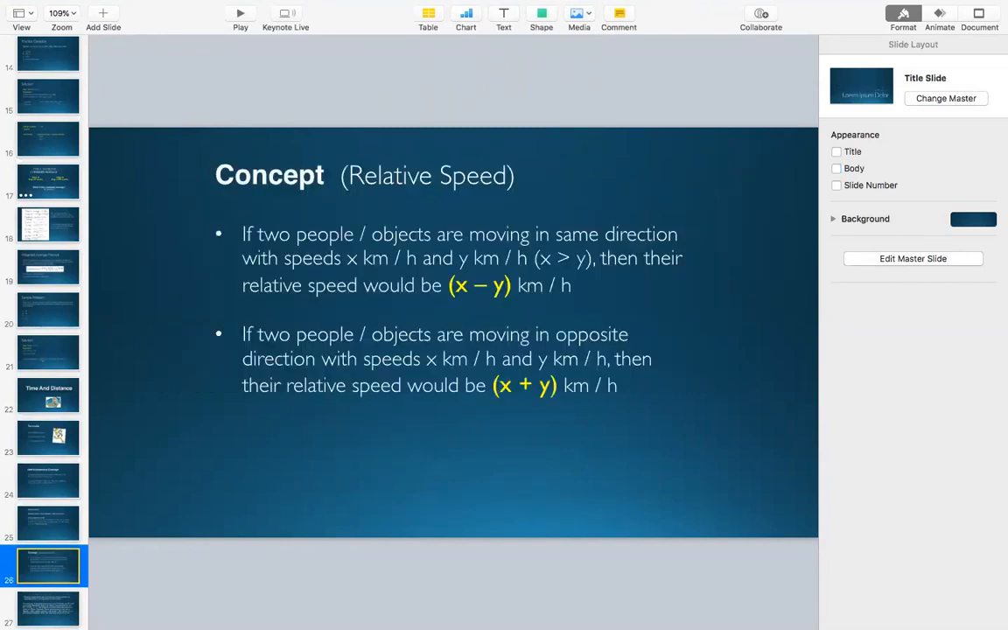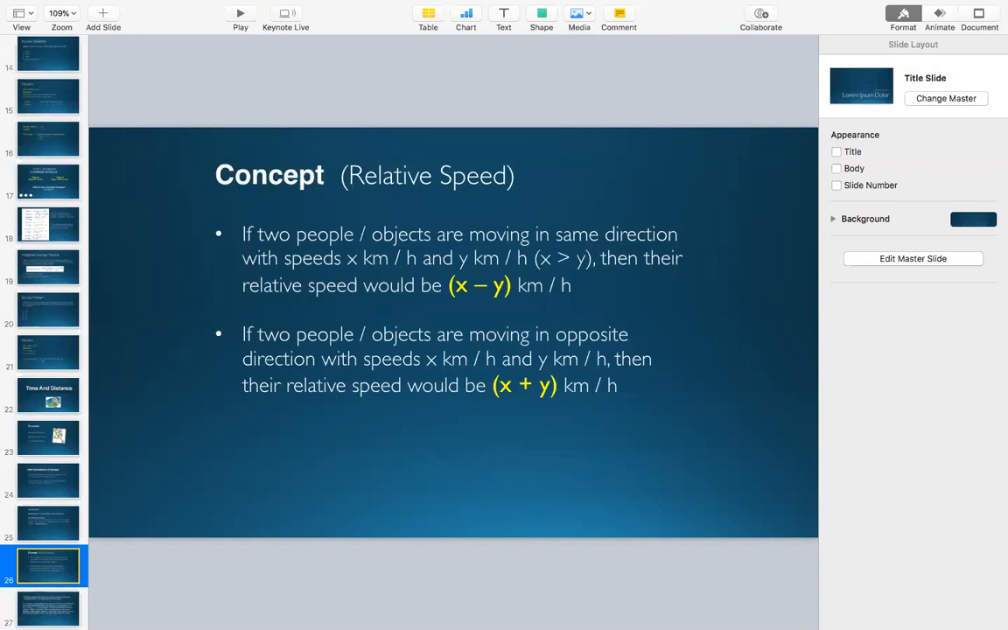Now the concept of relative speed. If two people or objects are moving in the same direction with speeds of x kilometers per hour and y kilometers per hour, and let's say x is greater than y, then the relative speed would be x minus y. So whenever two bodies are moving in the same direction, the relative speed is the difference of the two speeds. And when the two bodies are moving in opposite directions, the relative speed is the addition of the speeds.